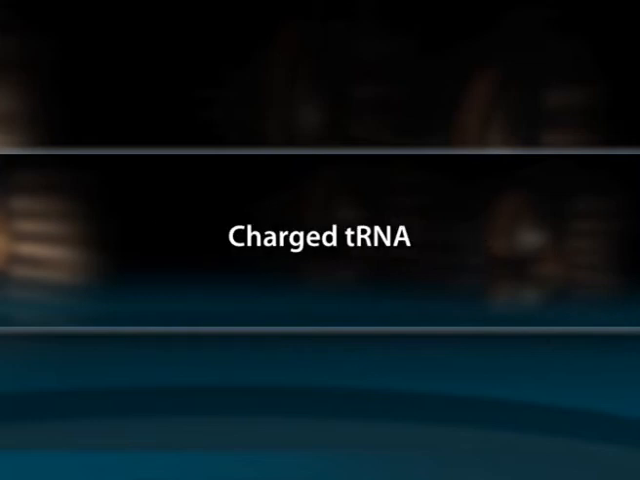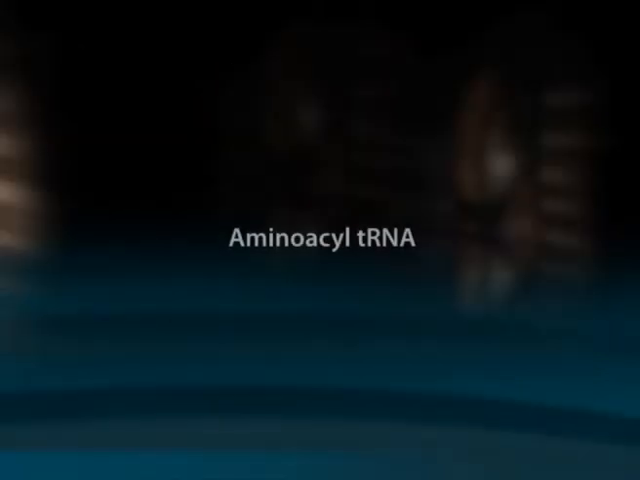Requirements of initiation. The first one is charged tRNA. Every tRNA has an amino acid binding site opposite to its anticodon arm. The tRNA needs to be charged to start the process of translation. Charging of tRNA occurs when the amino acid specific to its anticodon attaches to its amino acid binding site. The amino acid is carried at the 3' hydroxyl end of the tRNA molecule. The charged tRNA is called amino-acyl tRNA.